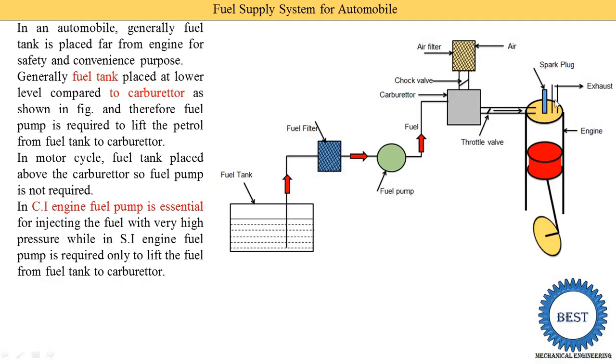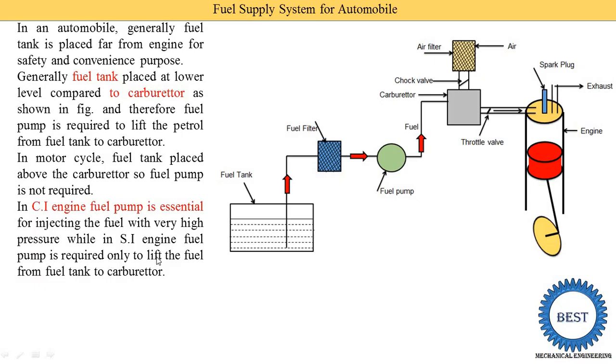Suppose this is a CI engine, then the spark plug is not provided, because the power stroke is produced due to the fire caused by the higher pressure and temperature of the compressed air. So instead of a spark plug, a fuel injector is provided, and this fuel injector sprays diesel inside the engine. That's why the fuel pump is compulsorily used in CI engines.